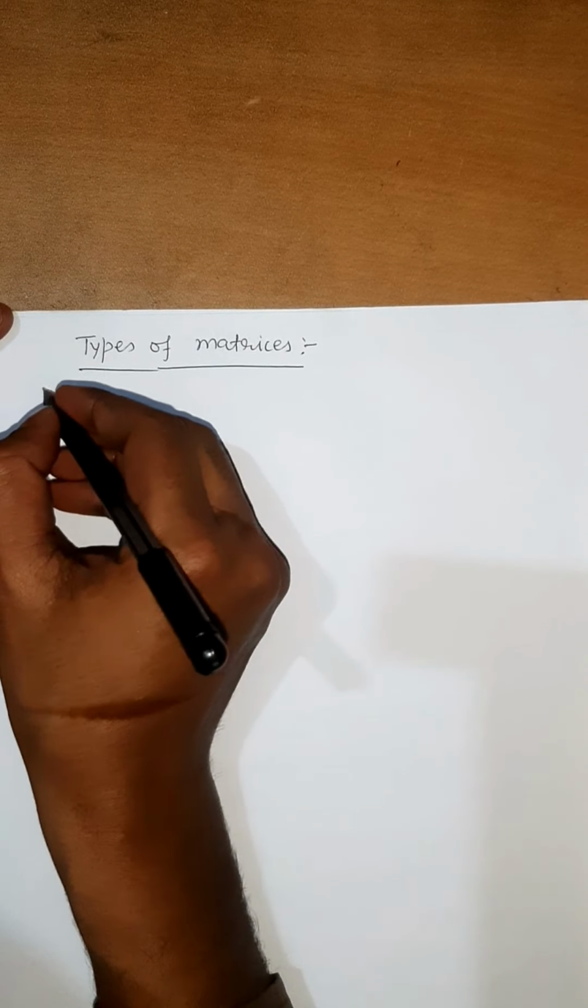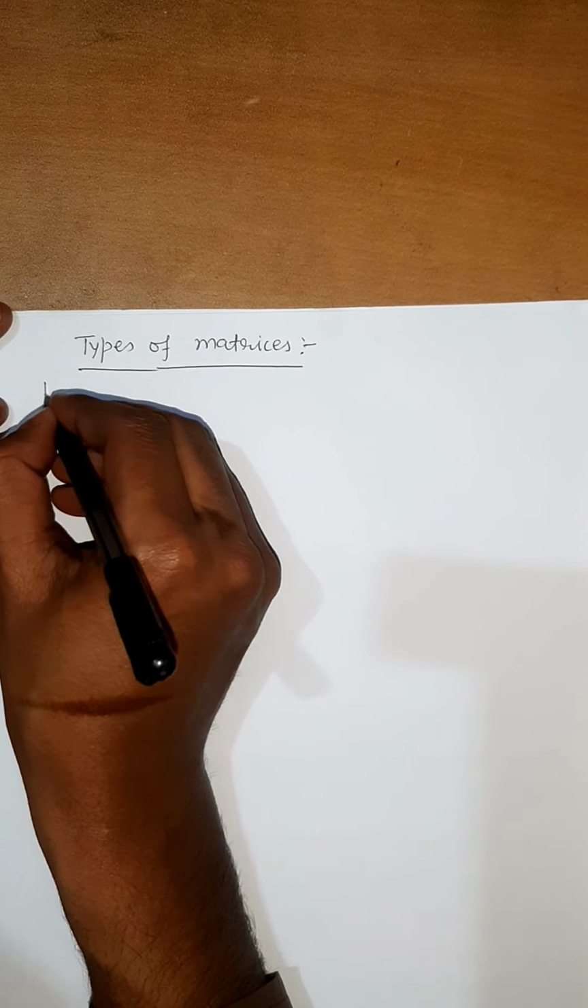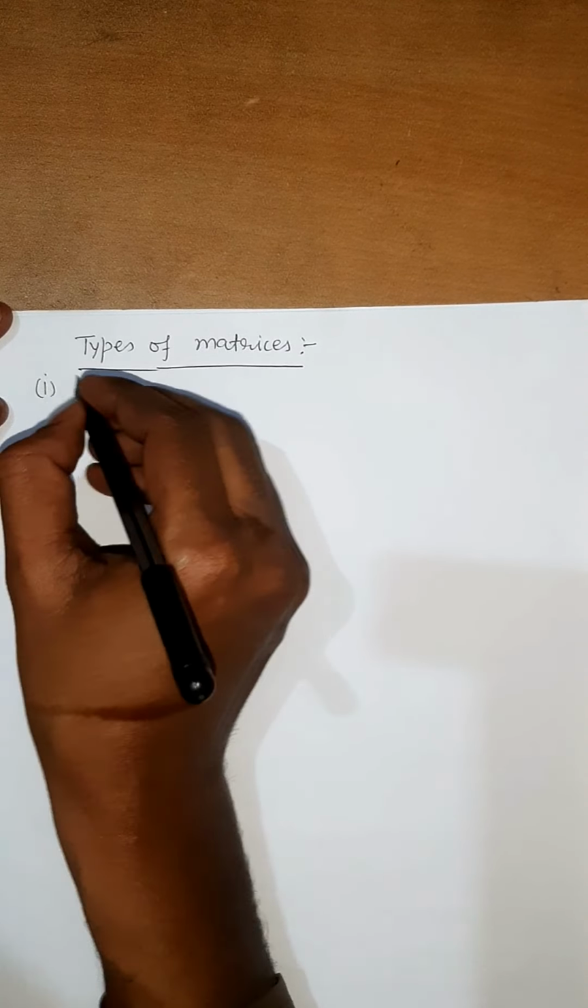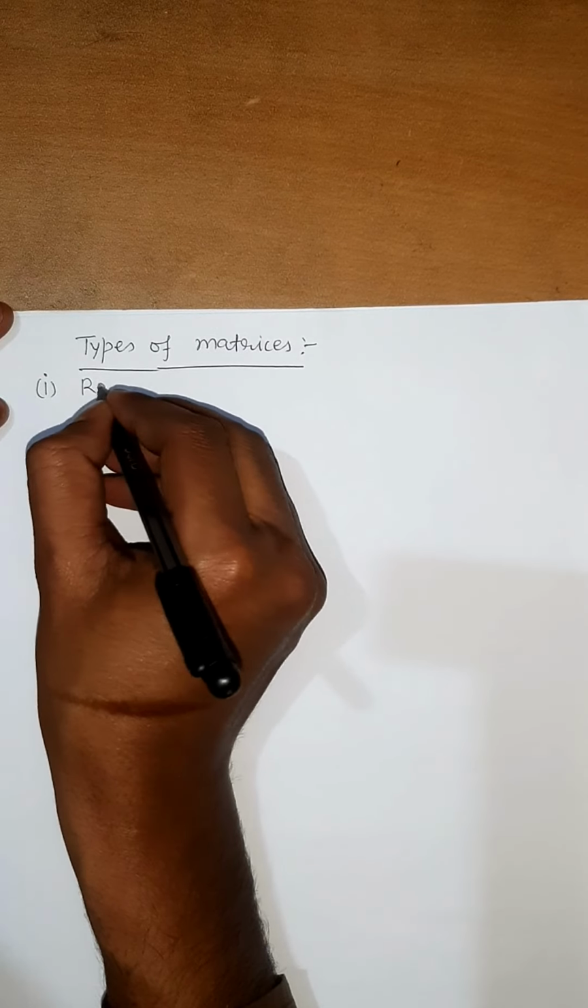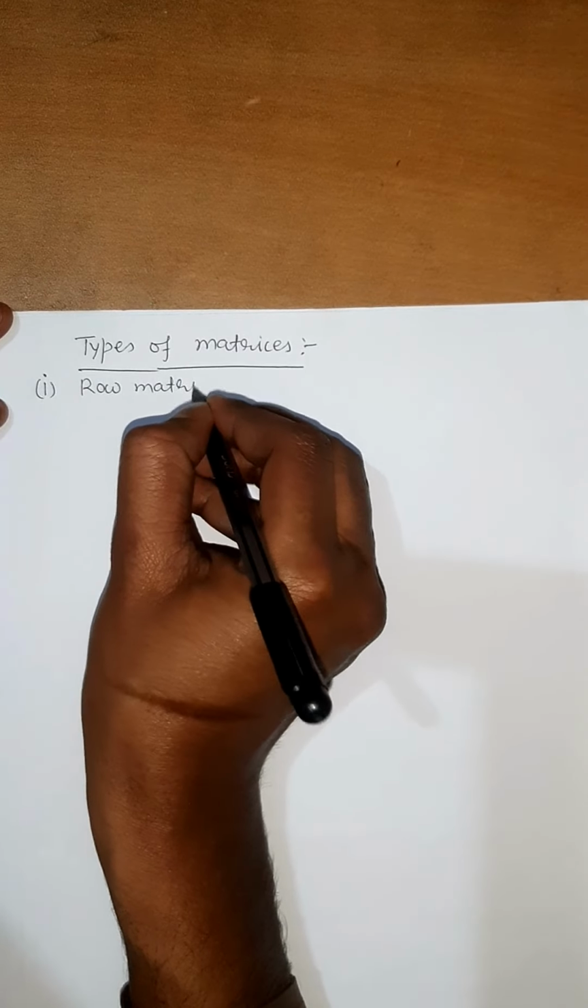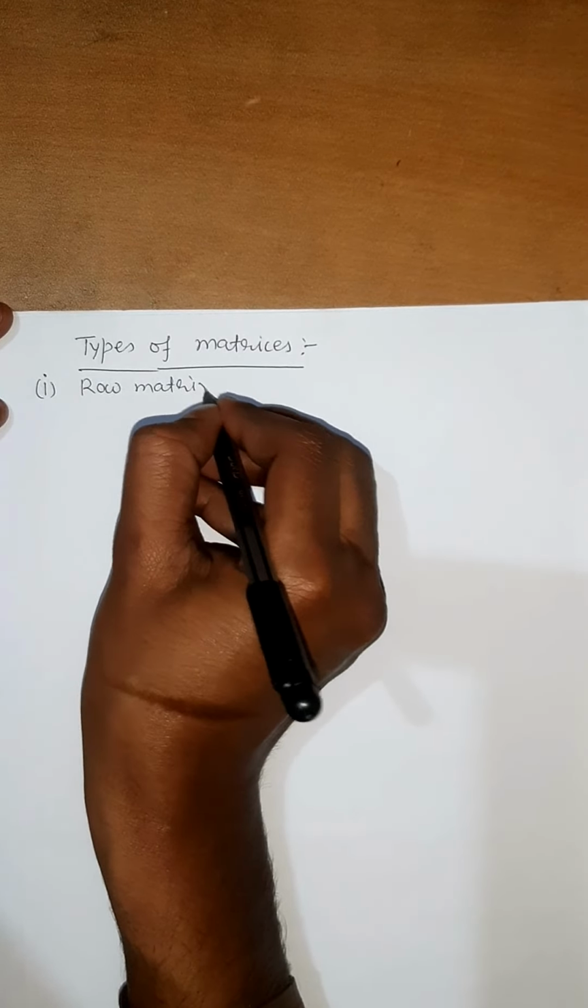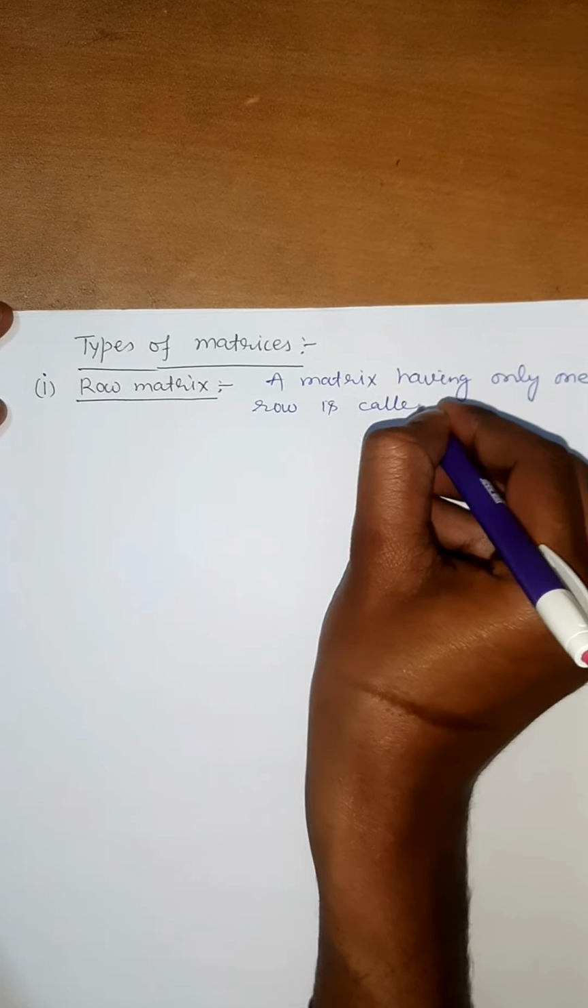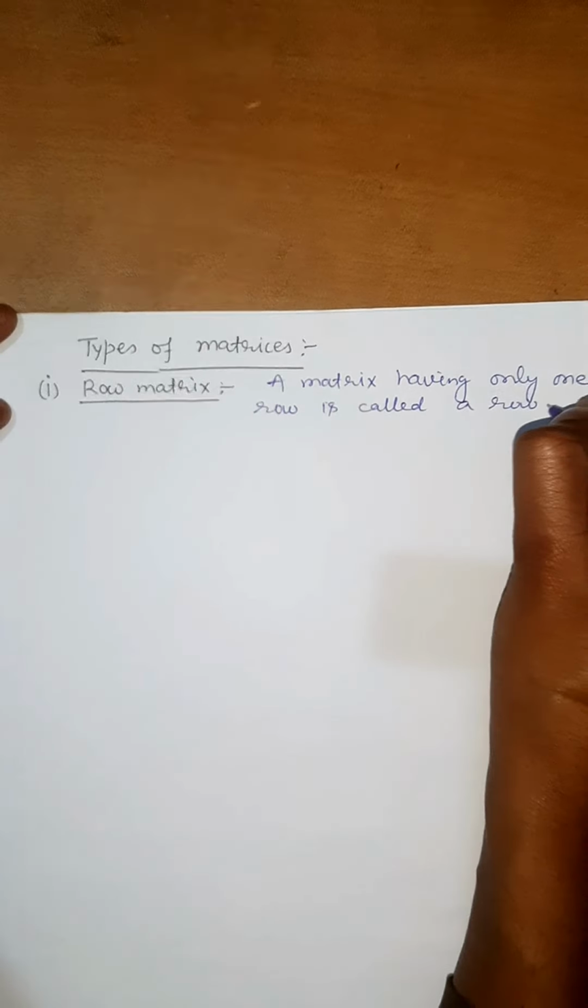So, row matrix. What is a row matrix? A matrix having only one row is called a row matrix.